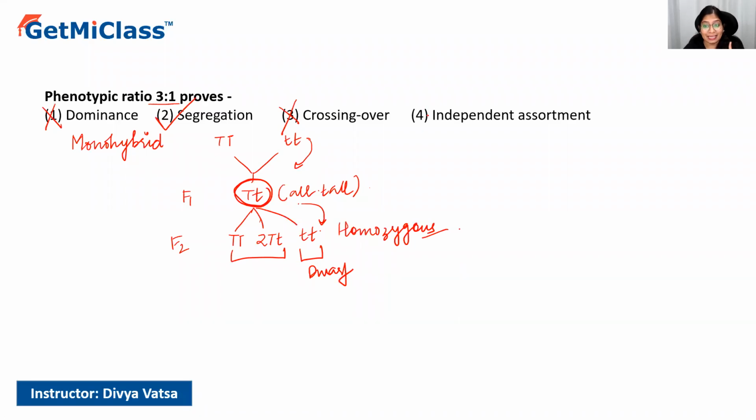Independent assortment. Independent assortment will be seen only in the case of the dihybrid cross, when we obtain different types of gametes, and there each gamete is independently assorting. But here, the 3 is to 1 ratio is obtained in a monohybrid cross. So this is also the wrong option. So the correct option that you have over here is option number 2, that is segregation.